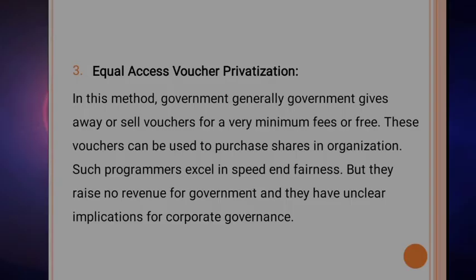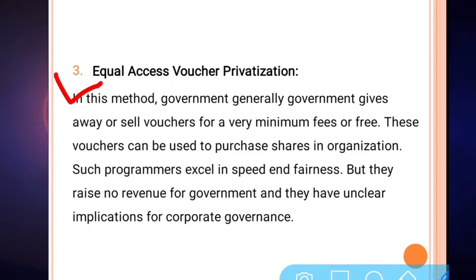The third method is equal access privatization. In this method, the government generally prepares vouchers, and then the vouchers are given to those who want to buy at a minimum rate or free of cost. Then this voucher can be used to purchase shares of that organization. So such a method provides speed and fairness in the selling of the organization.